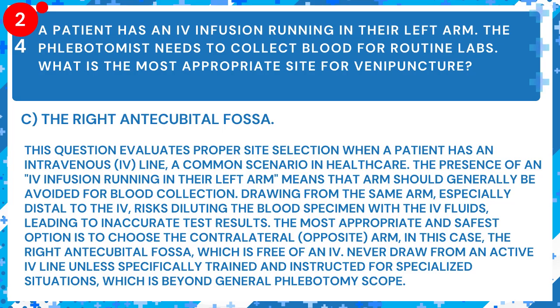The most appropriate and safest option is to choose the contralateral, opposite, arm, in this case, the right antecubital fossa, which is free of an IV. Never draw from an active IV line unless specifically trained and instructed for specialized situations, which is beyond general phlebotomy scope.